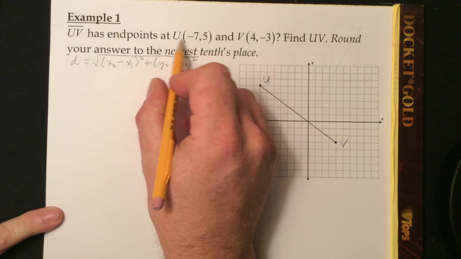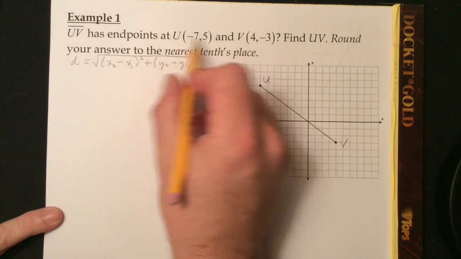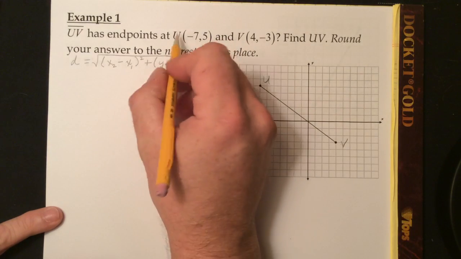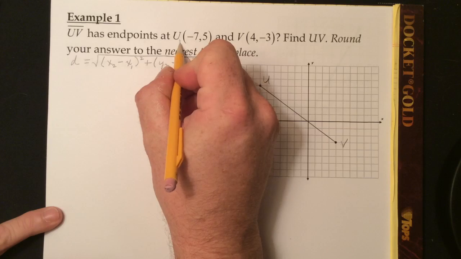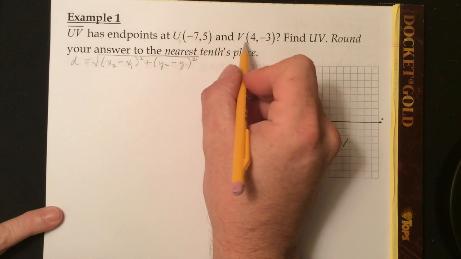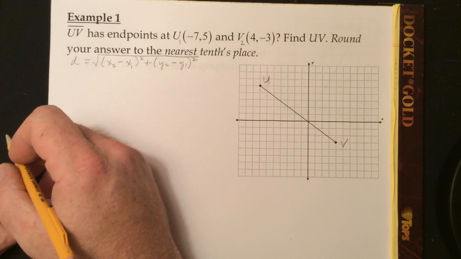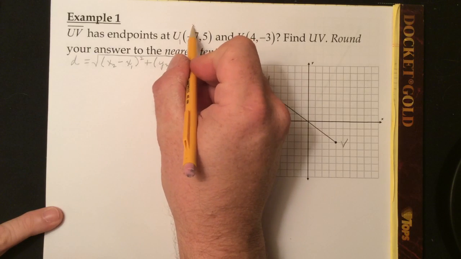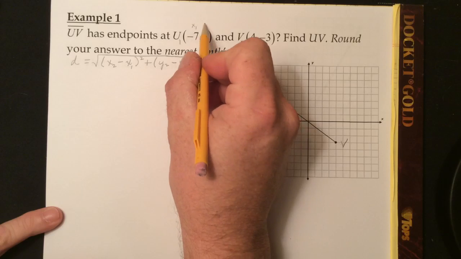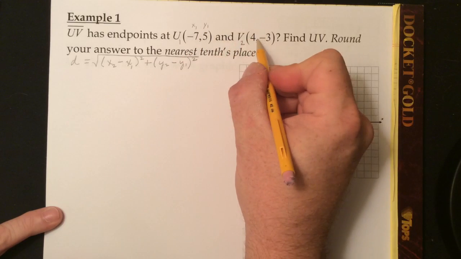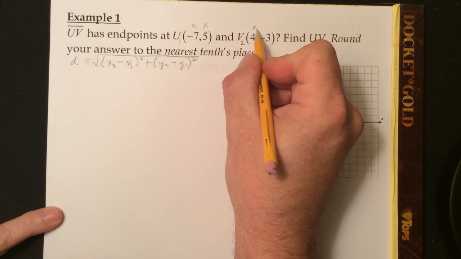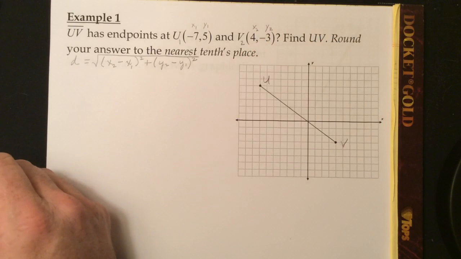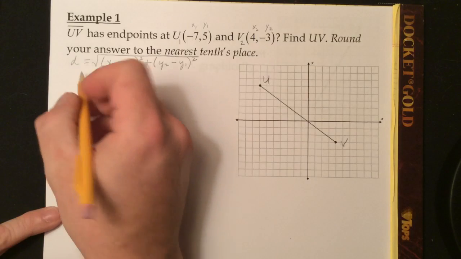So we need to assign values to both endpoints U and V. It doesn't matter which one you start with as long as you remain consistent. If I want to let U be my first point, it has to remain my first point, and V is my second point. It has to be that way through the whole problem. So that means -7 would be my first x coordinate, and 5 would be my first y coordinate. 4 over here would be my second x coordinate, and -3 would be my second y coordinate. Now we're set to go.